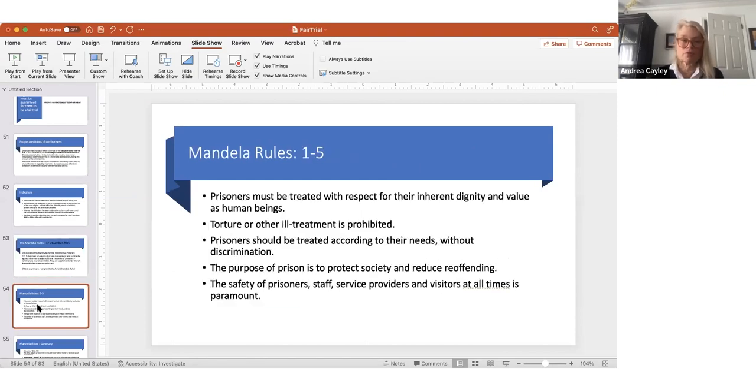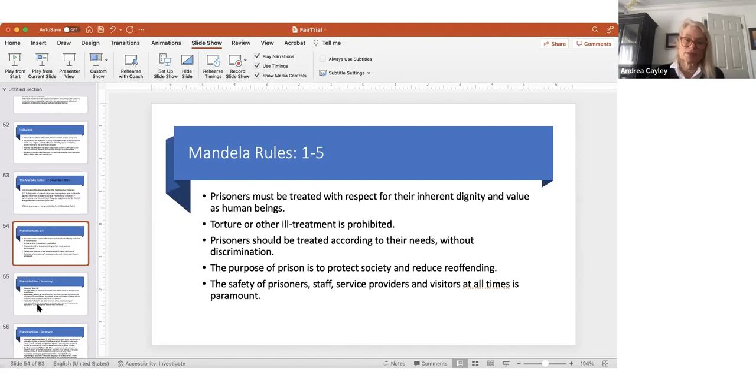Prisoners must be treated, rules 1 through 5, with respect for their inherent dignity and value as human beings. Torture and ill treatment is prohibited. Prisoners should be treated according to their needs without discrimination. The purpose of prison is to protect society and reduce reoffending. It is not to punish an individual or to make him unable to defend himself. The safety of prisoners, staff, service providers, and visitors is at all times paramount.